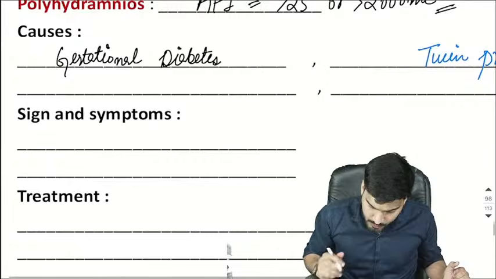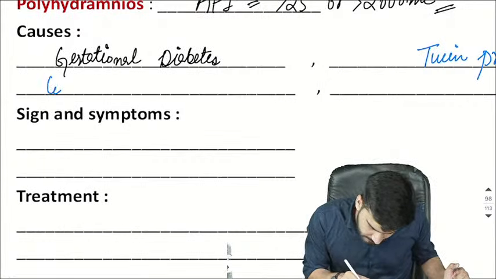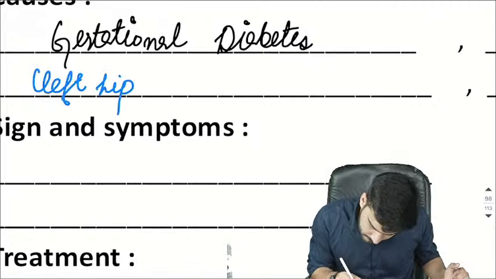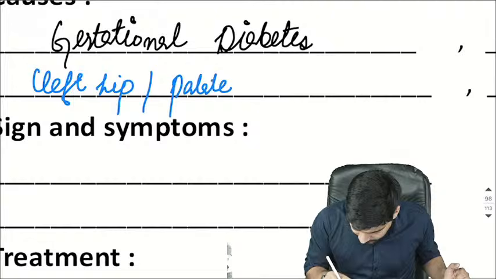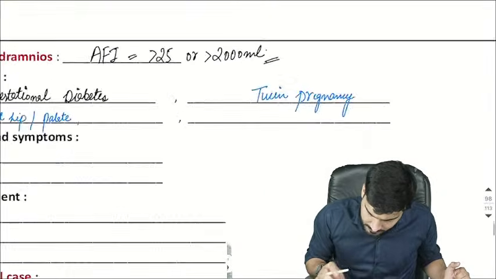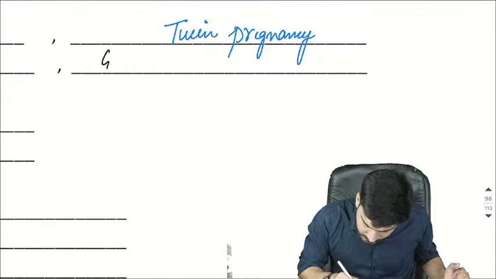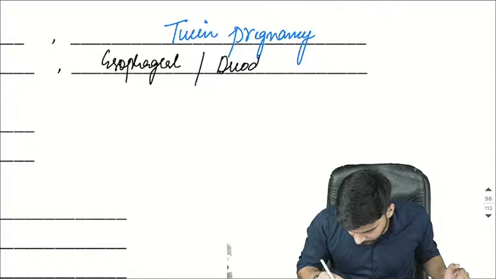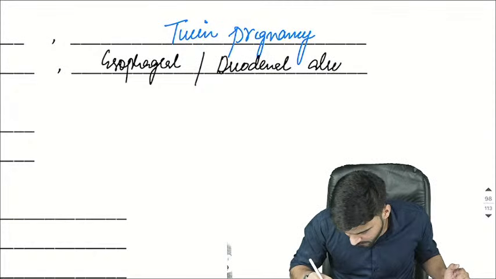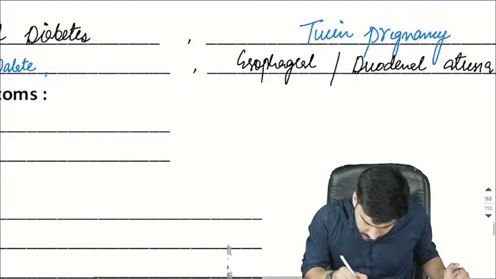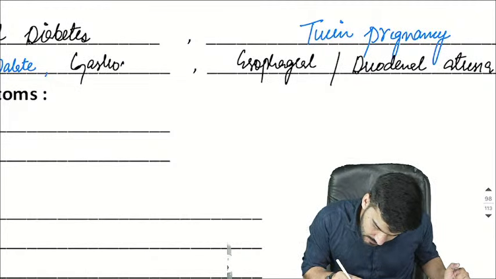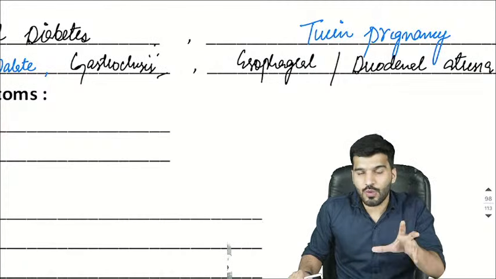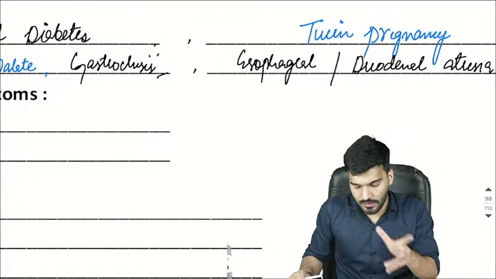Followed by that, we have twin pregnancy. Followed by that, we have cleft lip, cleft palate. Then we have esophageal or duodenal atresia. Or we have gastroschisis as well. In omphalocele, the components will be covered in a sac, and here it will be open.